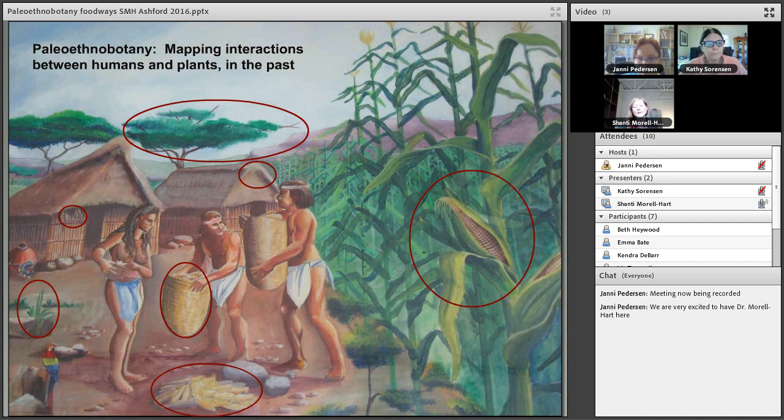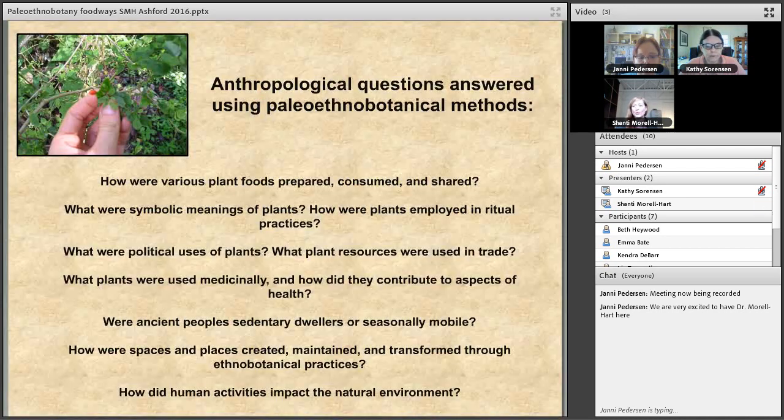All right, so in paleoethnobotany, basically what we're doing is mapping interactions between humans and plants, but in the past. The past part is the critical part here. This is an image from a mural in a museum in Honduras showing all the different ways that plants might have factored into daily lives in the past. I've circled here just about every kind of plant item pictured. Plants were of great importance in antiquity.